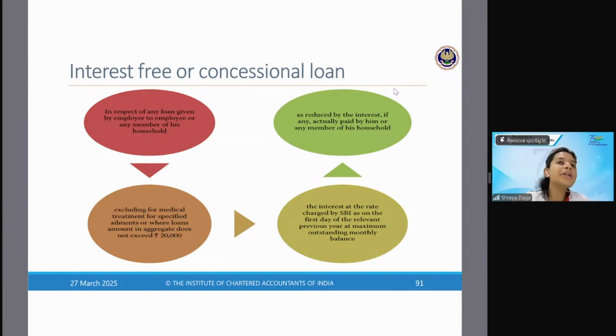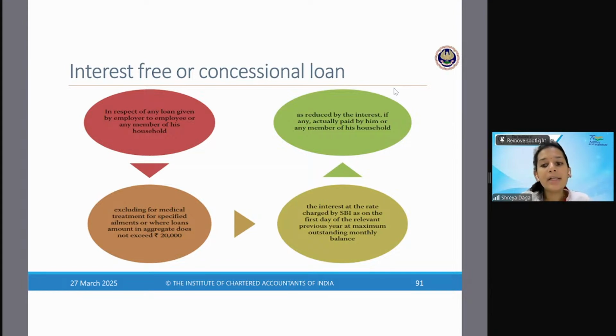If the employer gives any loan without interest or at less interest to the employee, then that is also a benefit to the employee. He can give it to the employee or to any member of his household also. Whatever interest he recovers from the employee should be reduced from the value of perquisite, and the balance should be taxable. In certain cases, this is exempted. That means if the loan is given for medical treatment for specified ailments, or if the loan value does not exceed 20,000, then this loan is not taxable.